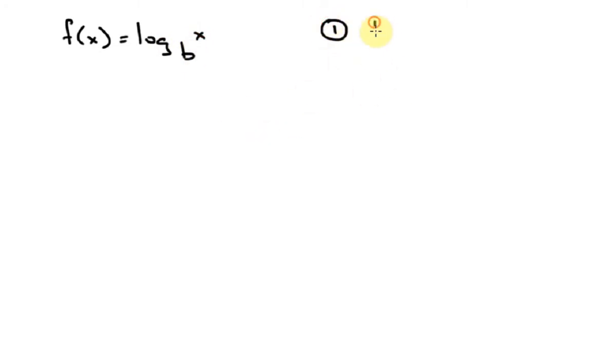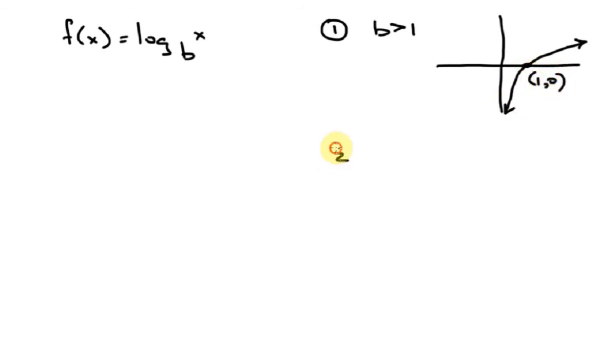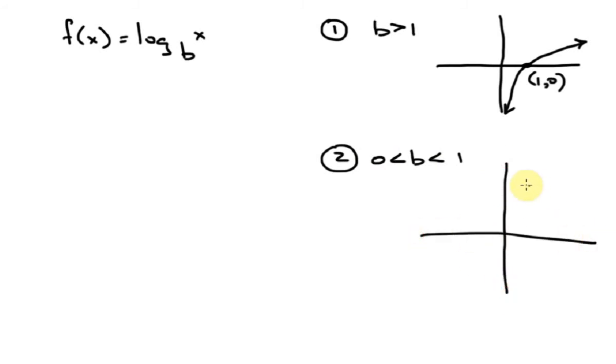On the one hand, if your base is greater than 1, you have a graph that essentially does this. Okay? And we know this is the point 1, 0. Now, if the base, on the other hand, is a fraction, okay, then our graph will look kind of like this. It comes down like this, and then roars off like that. And again, this is the point 1, 0. Okay, so that's the basic two types of logarithmic graphs that you have to know.